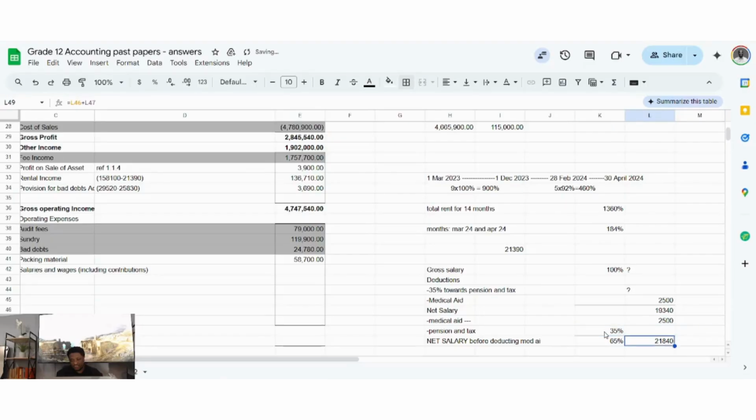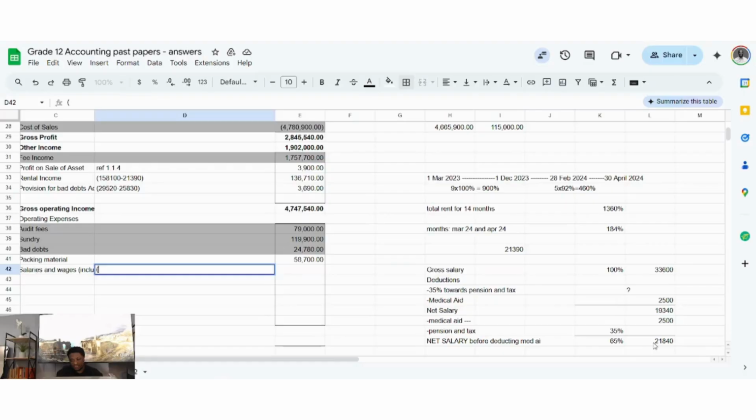And the key thing that we want to work out anyways is basically the gross amount. So what is the gross amount? Well, the gross amount is going to be our 21,840 multiplied by 100, because that's what we're looking for, divided by what we have. What we have is 65. We then get a gross salary of 33,600.